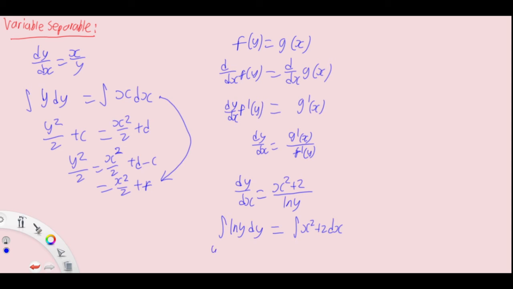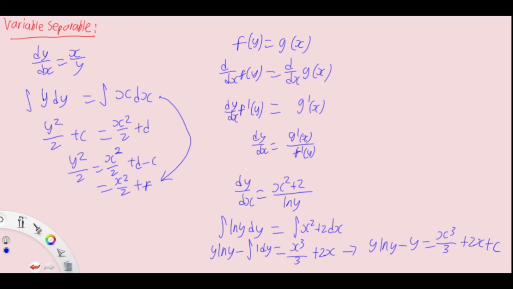So again, whatever you learned in integration applies here. Here you cannot integrate ln y directly. We must use integration by parts, where we integrate one and then differentiate the other. So integrate 1 to give us y, and then we differentiate ln y to give us 1 over y. 1 over y times y is 1. Then on the right is just simple algebraic integration. Increase the power by 1, divide by the new power to get x cubed over 3 plus 2x. Then we continue solving: y ln y minus y equals x cubed over 3 plus 2x plus c.